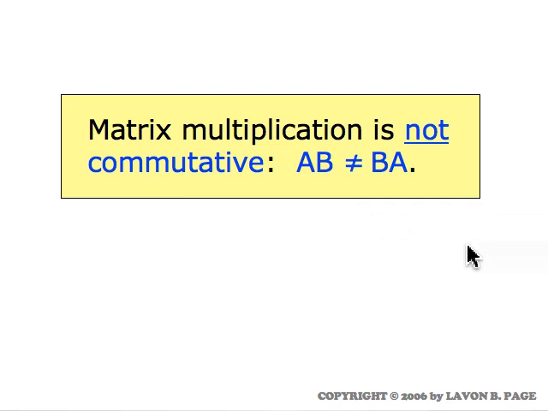Bear in mind that matrix multiplication is not commutative. In general, multiplying A times B is not the same thing as multiplying B times A. And in fact, it's frequently the case that one of the multiplications is possible and the other one is not possible because the sizes of the matrices don't match up right.